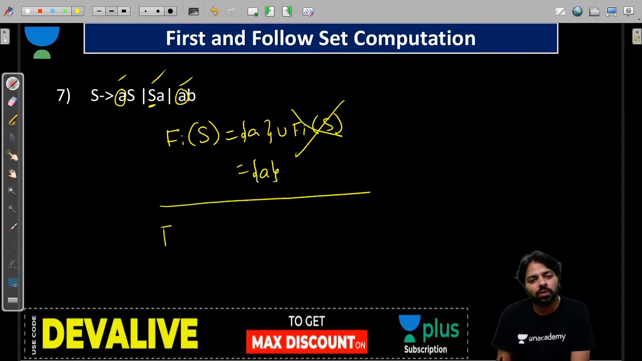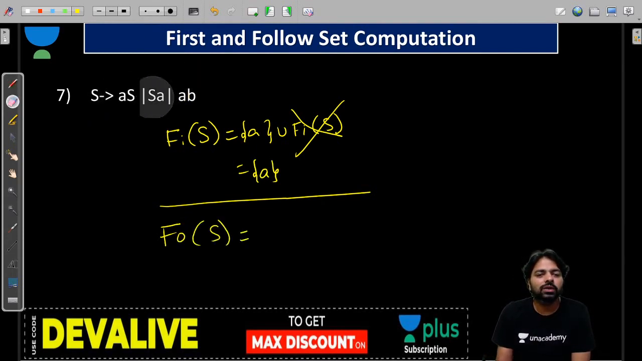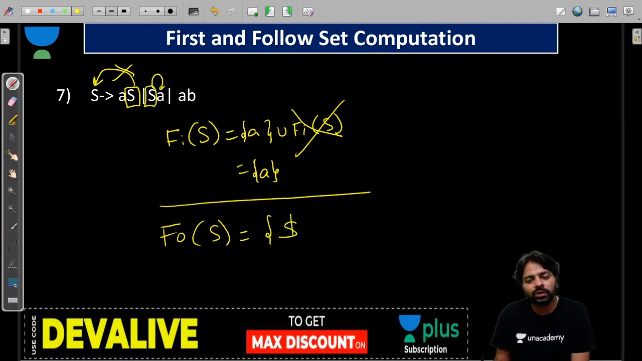And next, follow of S. What is follow of S? You require to look at every S. Look at this S, so it's same as follow of S. Ignore it. This S follower is A. So dollar without looking at the grammar, and A by looking at the second production. Yeah, dollar comma A is the follow set.